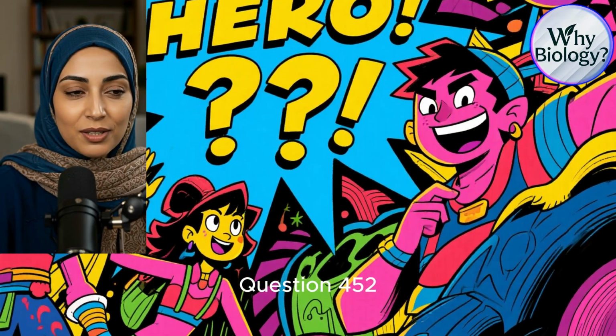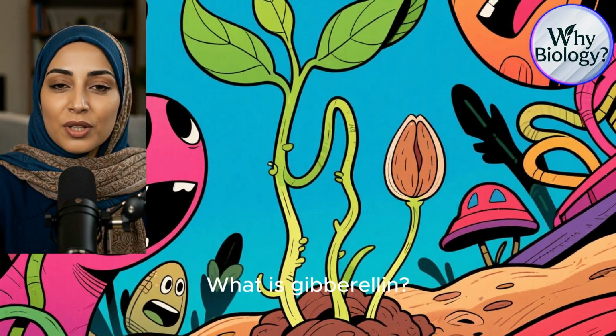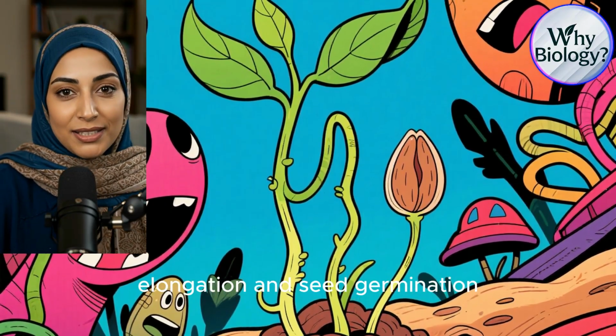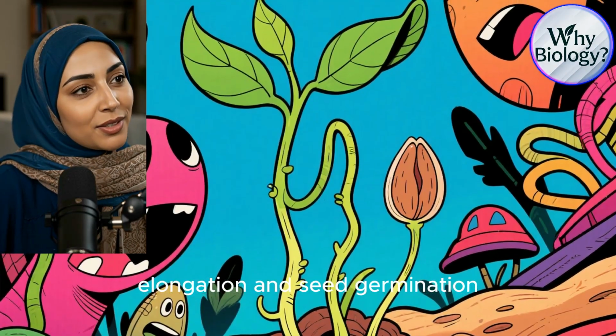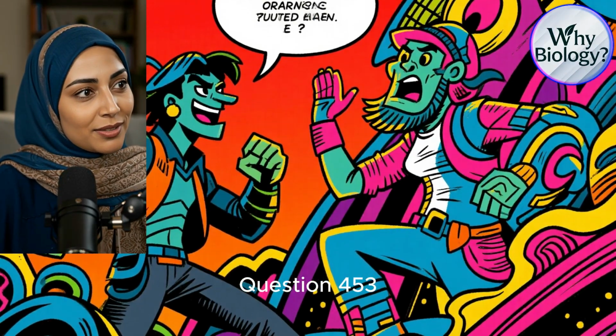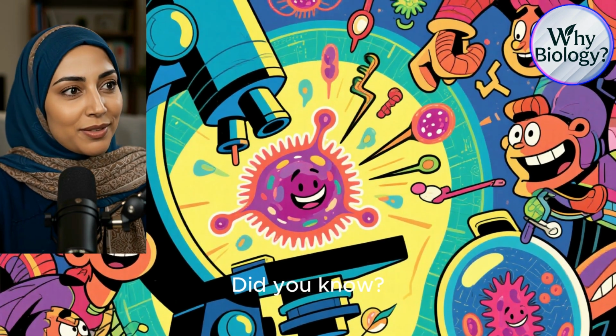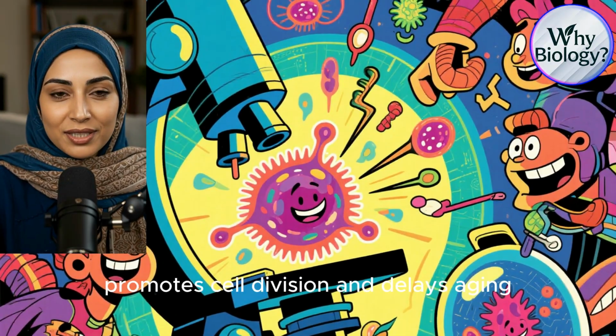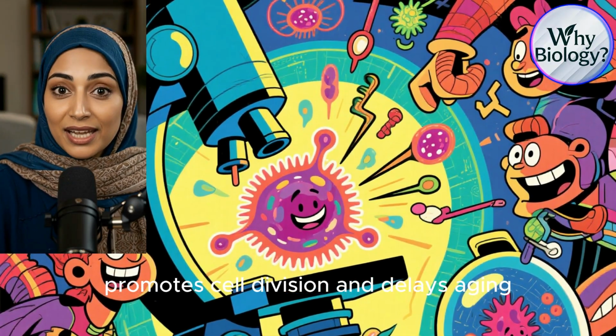Question 452. Did you know? What is gibberellin? Gibberellin stimulates stem elongation and seed germination. Question 453. Did you know? What is cytokinin? Cytokinin promotes cell division and delays aging.